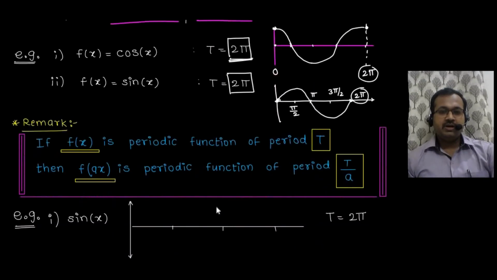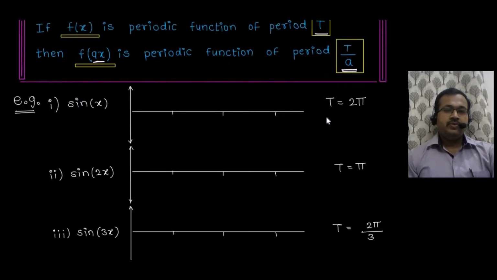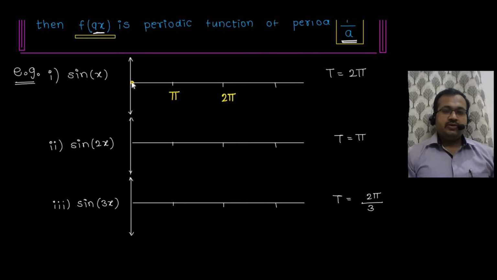Now there are some important remarks related to periodic functions. If f of x is a periodic function with period T, then f of ax is a periodic function with period T upon a. For this we consider the standard trigonometric function sin x. We know that sin x is a periodic function with period 2 pi. So if we draw the graph, when this value is pi, this value is 2 pi. When x is equal to 0, sin 0 is 0. At pi by 2 it is 1, at pi it is 0, at 3 pi by 2 it is minus 1, then 0. So the same structure will repeat again.